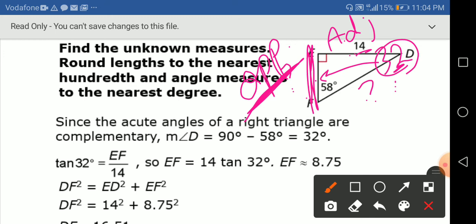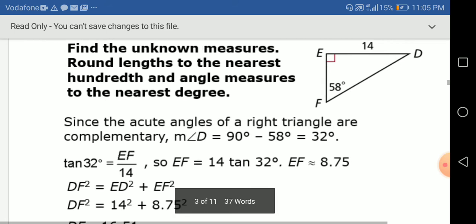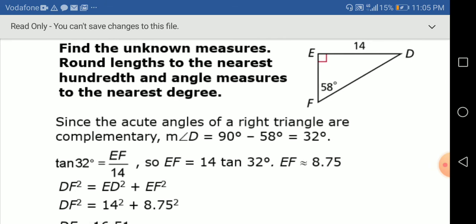So it will be tangent of angle 32 equal EF, which is required, that I don't know, over the adjacent, which is 14. So guys, I remember, EF times 1 equals 14 times tangent 32. So EF equals tangent 32 times 14. By using the calculator, I got EF equal 8.75, and this is after rounding the length to the nearest 100th.